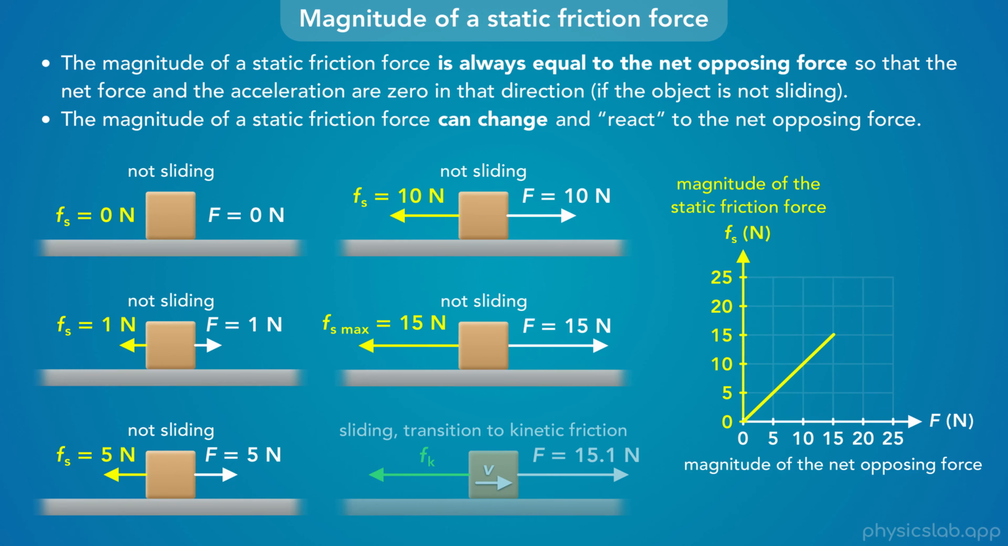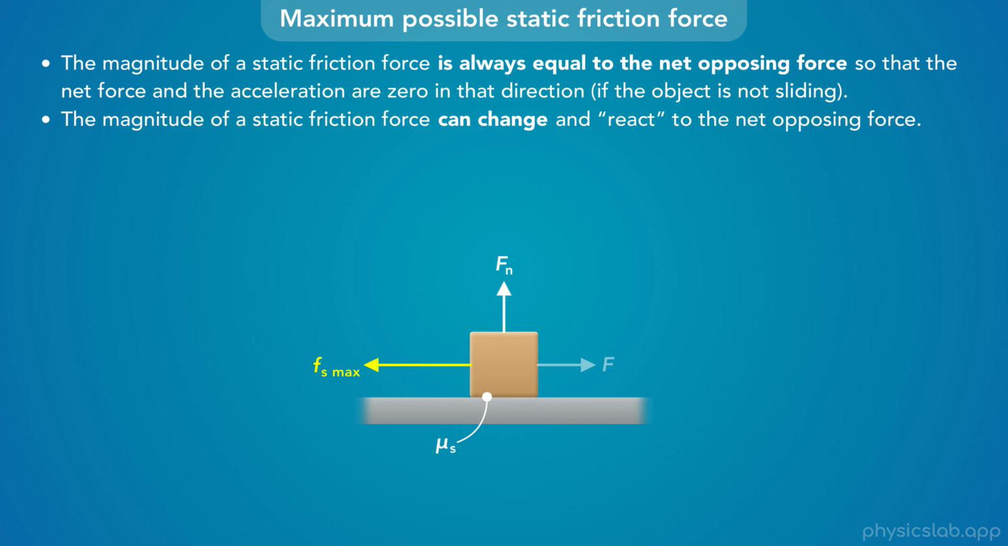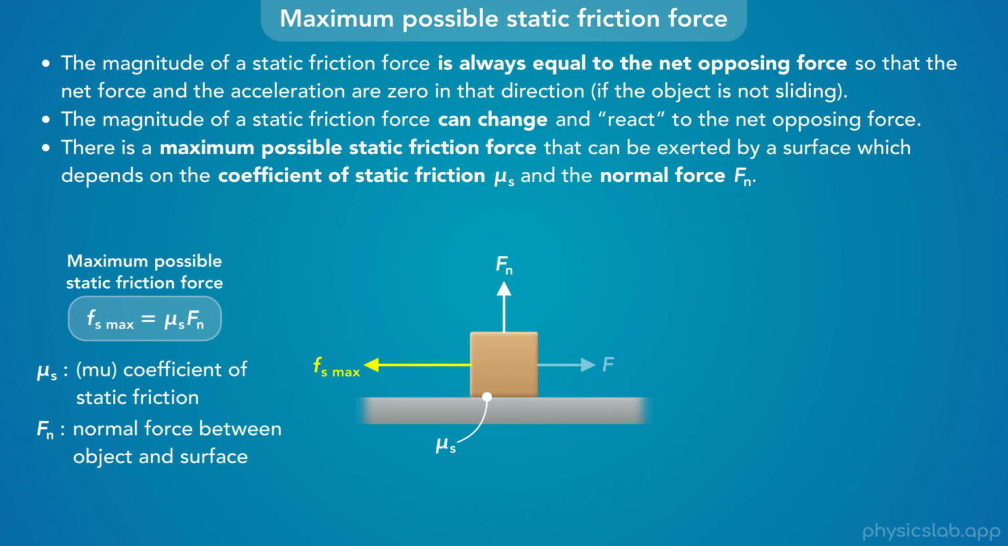So, first and foremost, remember that the static friction force is always equal to the net opposing force if the object is not sliding. But there is a maximum static friction force that the surface can provide. So where does that maximum value come from? For any two objects or surfaces that are in contact, like this box and the ground, there is a maximum possible static friction force that can be exerted by a surface which depends on the coefficient of static friction and the normal force. And this is the equation that we use to calculate it.